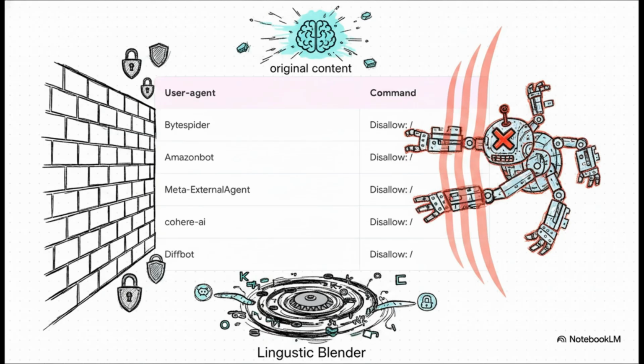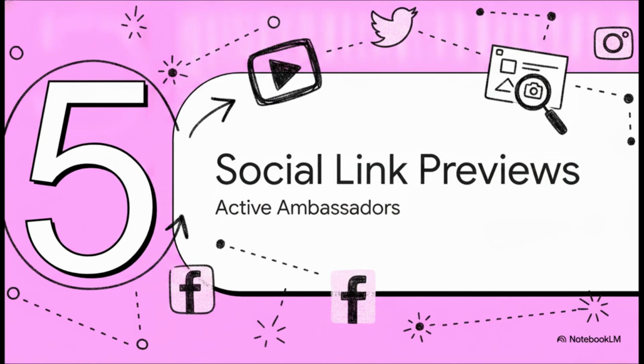Applying these specific disallow commands ensures your original content, your research, your proprietary data, whatever makes your website valuable, isn't just absorbed for free into the linguistic blender of future AI models. You're taking back control. All right, last section, Section 5, social link previews, keeping the ambassadors active.